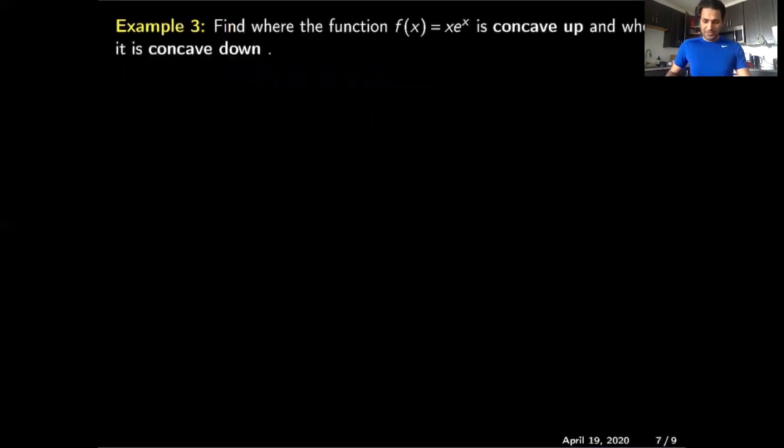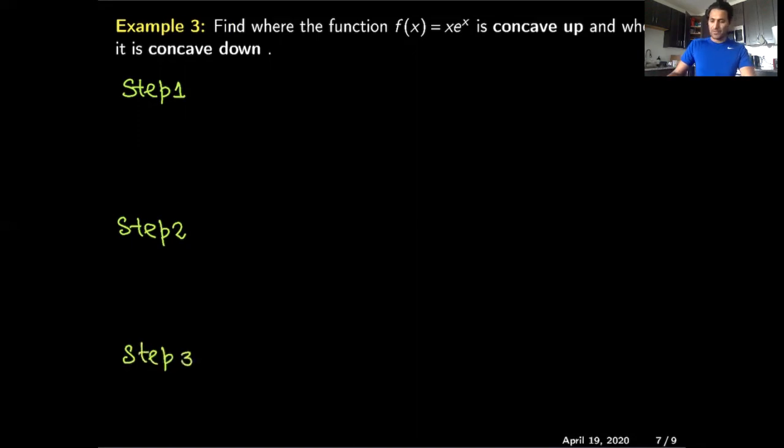My next example, which is example number 3, is this function, which is a bit more challenging. We have an exponential function as a multiplier to a polynomial function, and we will find the concavity of this function. Again, we do the three-step problem: step 1, step 2, and step 3.